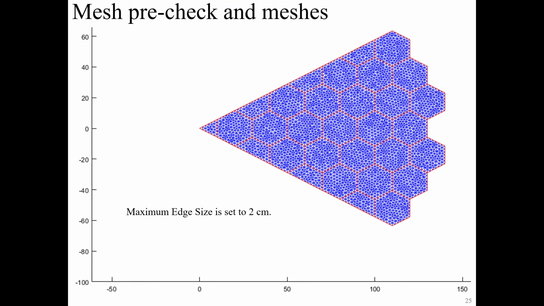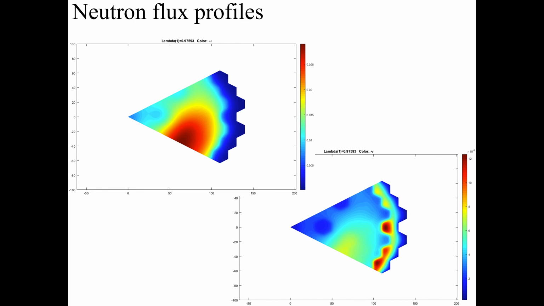Then go to the mesh mode to check your geometry. Make sure that the mesh quality is good and there's no very tiny meshes around a certain corner. Then adjust the eigenvalue search range and solve the problem. So we have the first group neutron flux and the second group neutron flux.